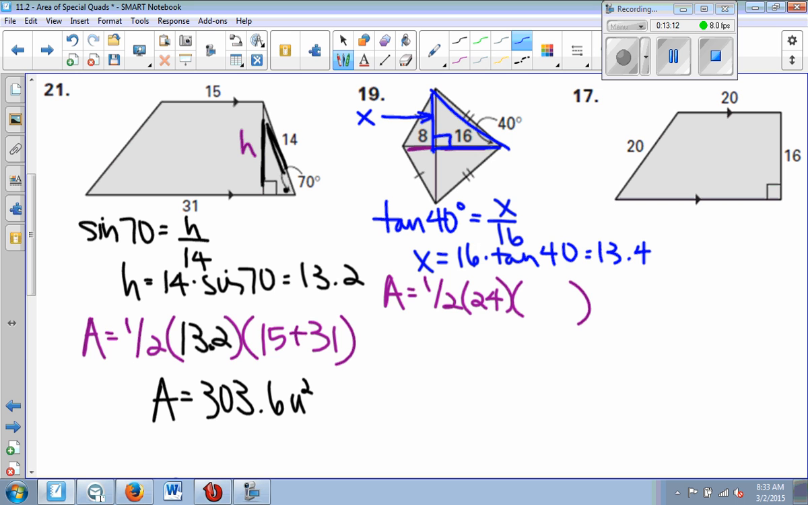Now keep in mind that's only this piece here on top. The other piece is the same. So that entire diagonal would be 26.8. And now all we have to do is multiply. 0.5, 24, 26.8. I get 321.6.